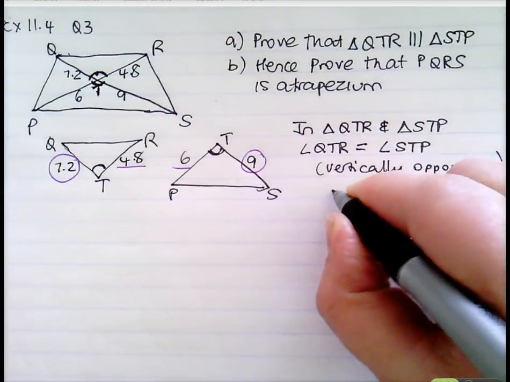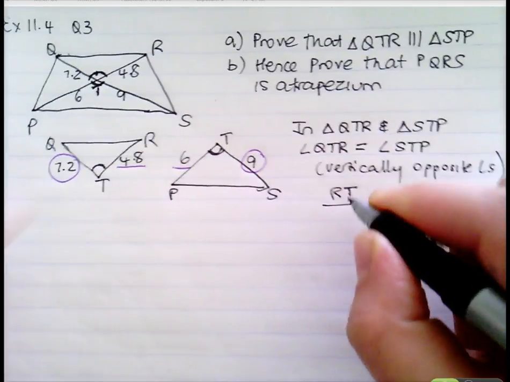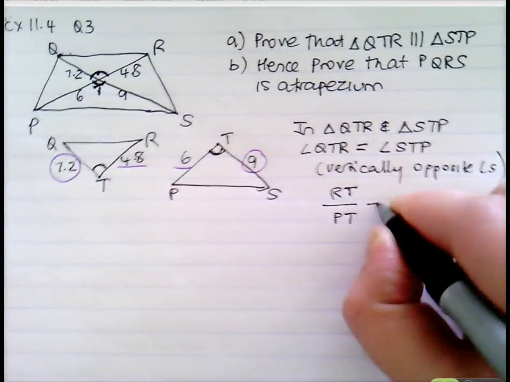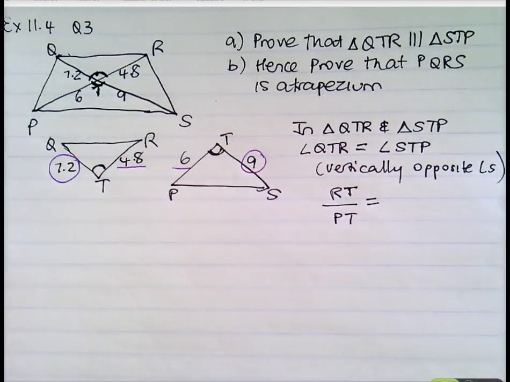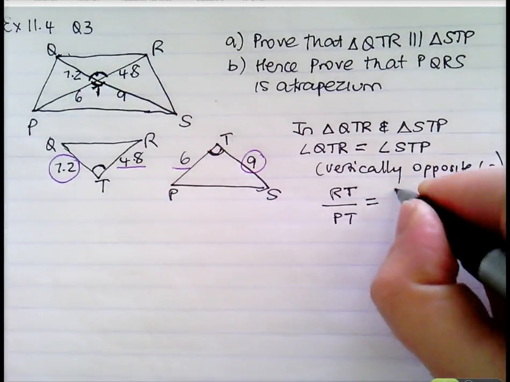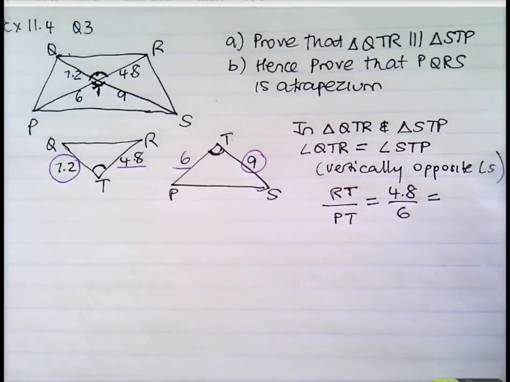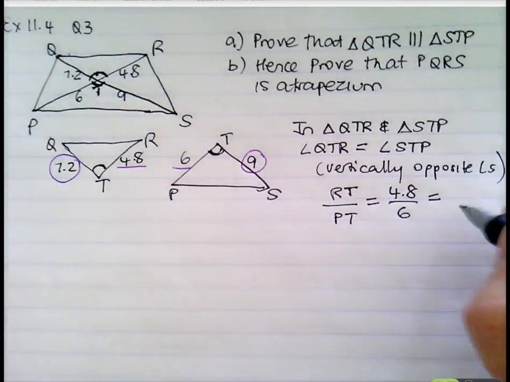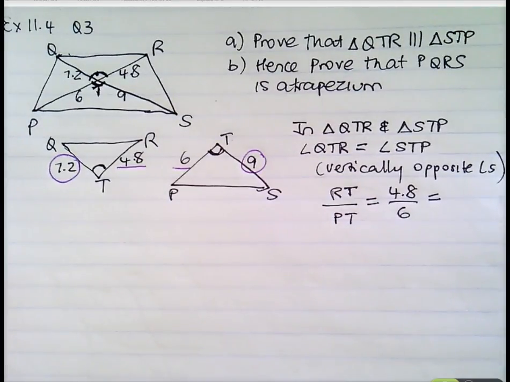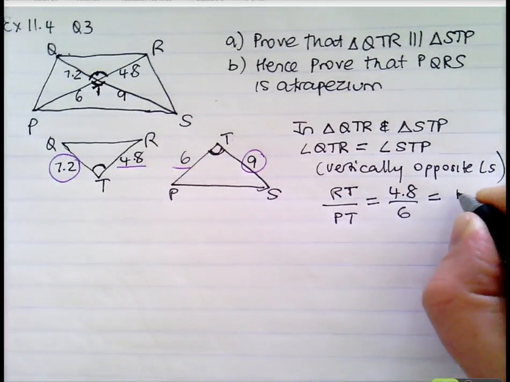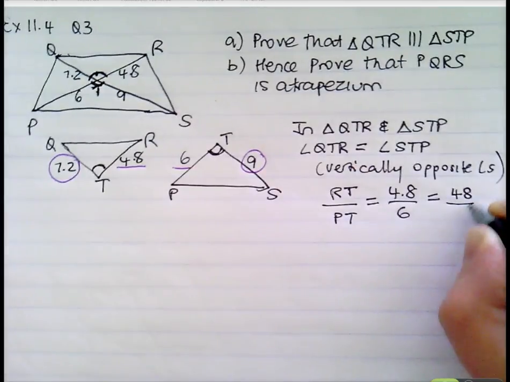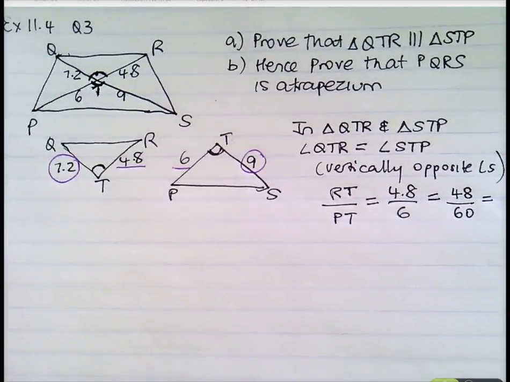I'm looking at the ratio of RT over PT. Girls, I'm looking at the ratio. RT over PT is 4.8 over 6. Just get your calculator and do 4.8 over 6, or you make it 48 over 60 and then simplify. I think it's 4/5. Girls, it's because 4.8 over 6 is 48 over 60 if you multiply the numerator and the denominator by 10. And then we know that these are both in the 12 times tables.